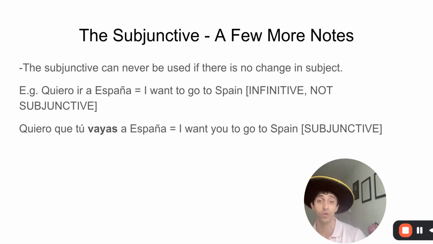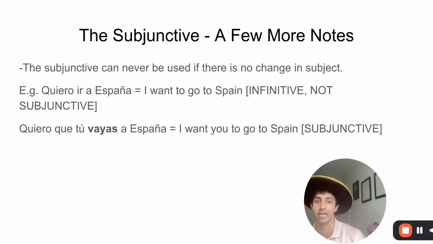If you were to say, I want to go to Spain, in Spanish, you would use the infinitive, not the subjunctive. So you'd say, "quiero ir a España." "Quiero ir a España" uses the infinitive. Ir is the infinitive of the verb to go, rather than the subjunctive form. And the reason why you don't use the subjunctive here is because the subject of the verb want is I, and the subject of the verb going is also I.